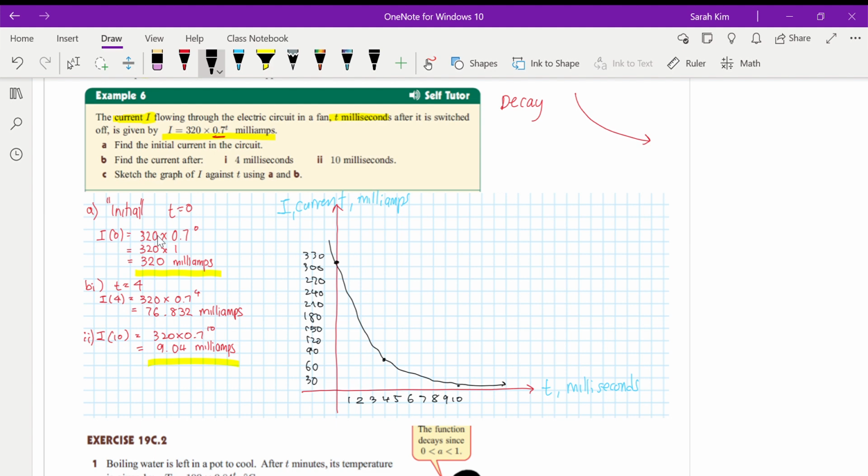Right, write the function. I is 320 times 0.7 to the power of t. Now do we see how it's a decaying graph? It's going down as time goes past. Then we know we're done.